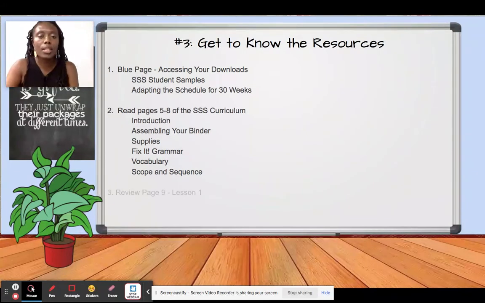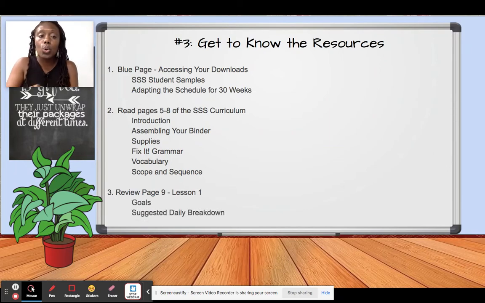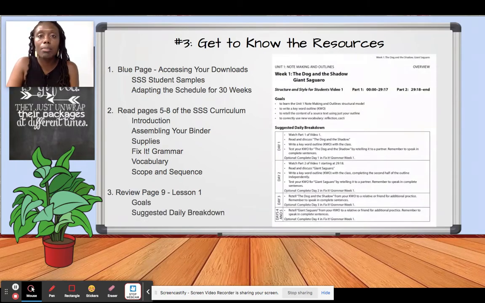class for your student. All right, and then last but not least, I always suggest you review page 9 before the first day because that's the lesson I will review with your student on day 1. And if they've skimmed it or you skimmed it before day 1, it just allows them to be more familiar with it. You'll notice that there are goals and a suggested daily breakdown.